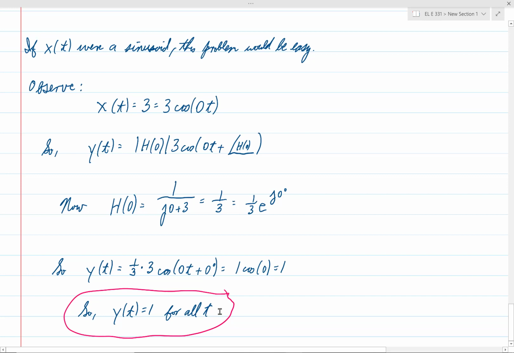So as you can see, we can do some interesting things with the frequency response that would be much more difficult to do if we tried to do convolution. So that's it for lecture 15, and good luck.